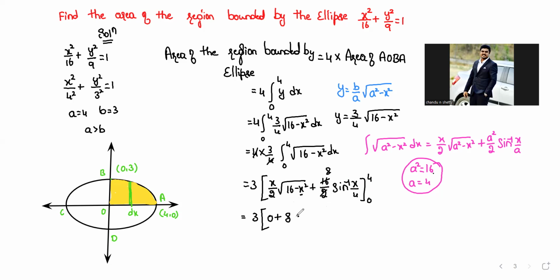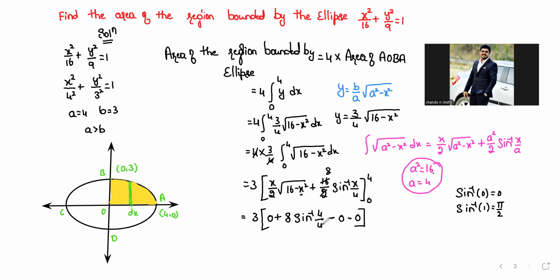Plus, 2 ones are 2, 2 eights are 16, so 8 I am taking here. Sine inverse, in the position of x, I am applying the upper limit 4, 4 by 4 I am taking. Now when you apply the lower limit, I am taking minus 0. When you apply here, 0 into anything is 0. Minus, again when you take the place of x and apply 0, we get sine inverse of 0. Sine inverse of 0 value is 0. Okay. And again sine inverse of 1 should be pi by 2 radians.